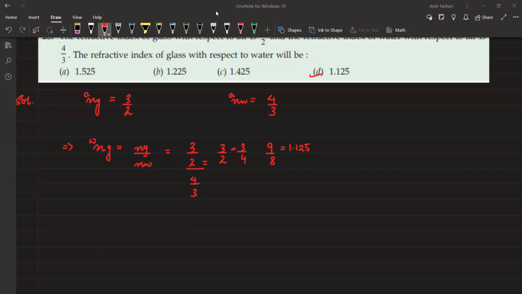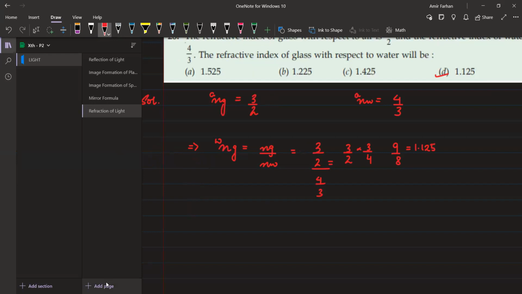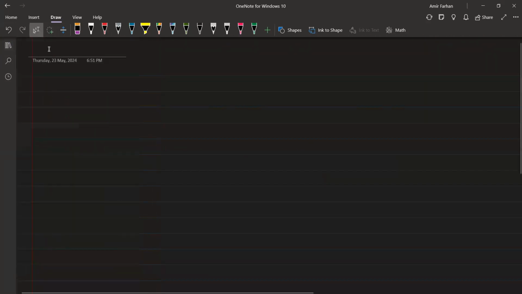Okay, so that's how we will calculate it. We will take the numerator as the reference medium when we are dealing with the speed. But right now we are not dealing with the speed, we are dealing with the refractive index. So with respect to means with respect to a medium. If I'm saying with respect to water, then water should be in the denominator if we have the refractive index. Clear, everyone? Okay, so this is all about the refraction part.